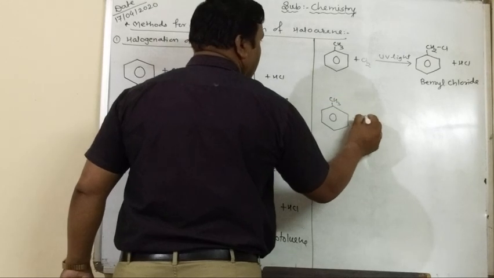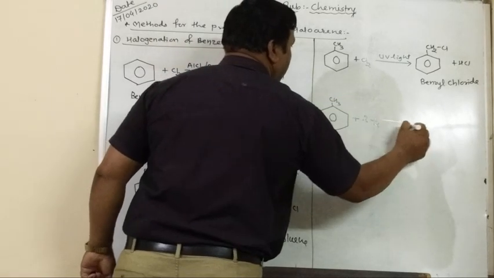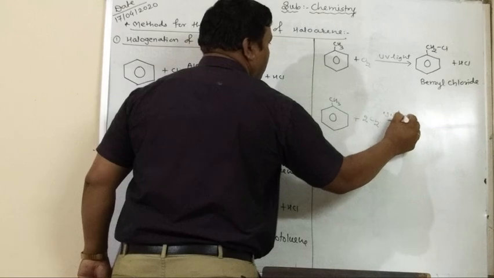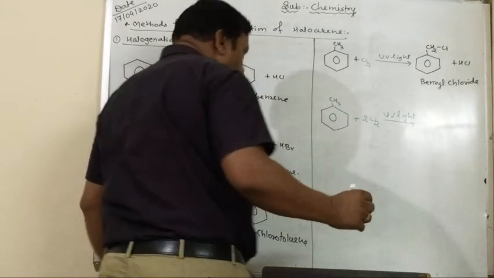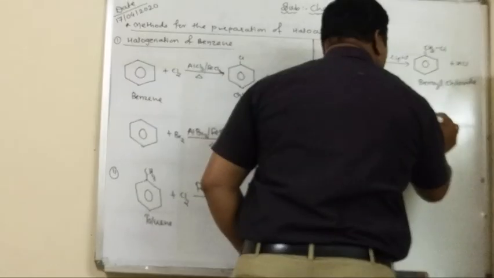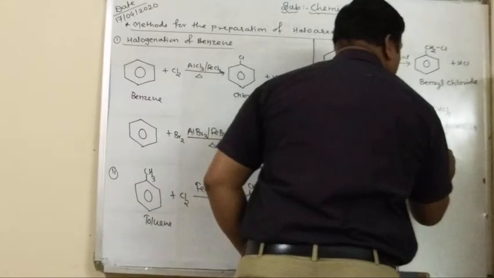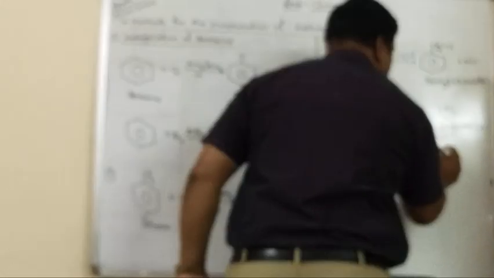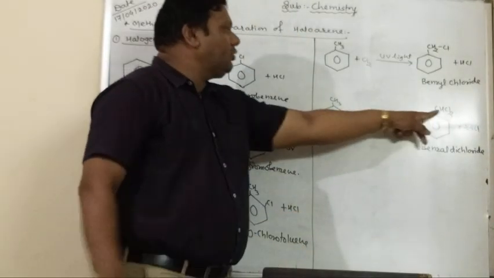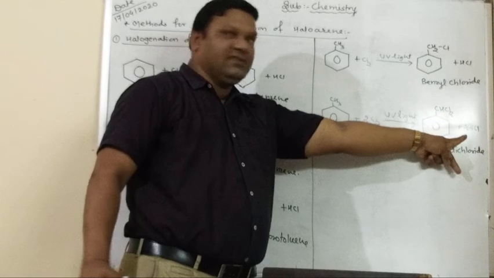Suppose it continues, means you will get toluene reacting with 2 molecules of chlorine in presence of UV light. So you will get CHCl2 and twice HCl, that is benzyl dichloride, because here 2 hydrogens are replaced by 2 chlorines and removal of 2 HCl.